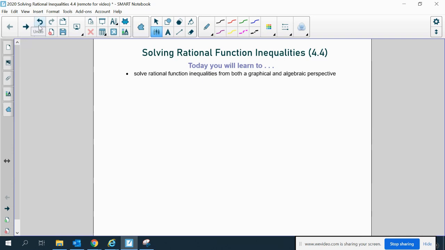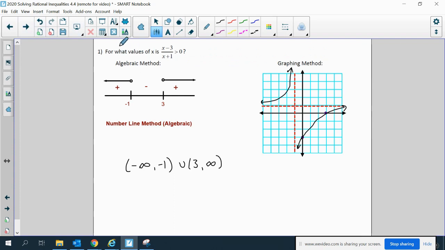Today we will solve rational function inequalities. I already did the first problem for us. So for what values of x is (x minus 3) over (x plus 1) greater than 0?